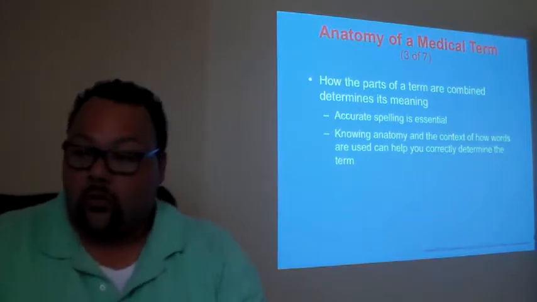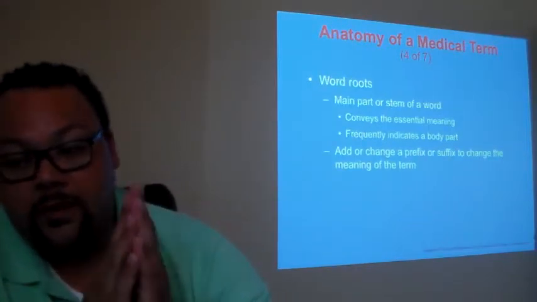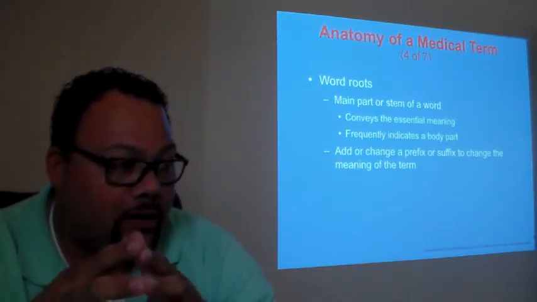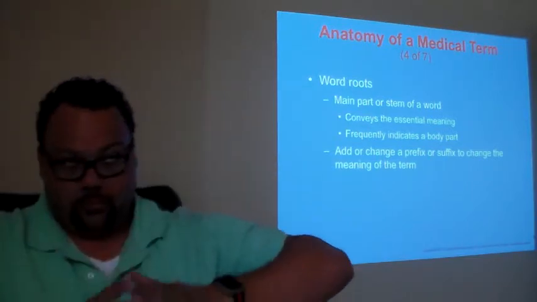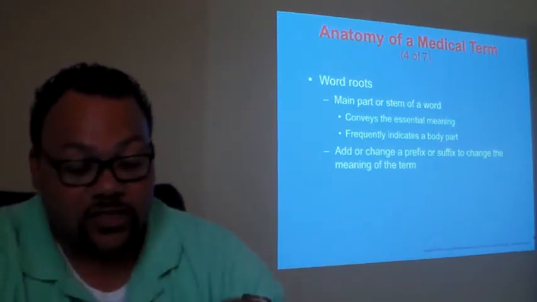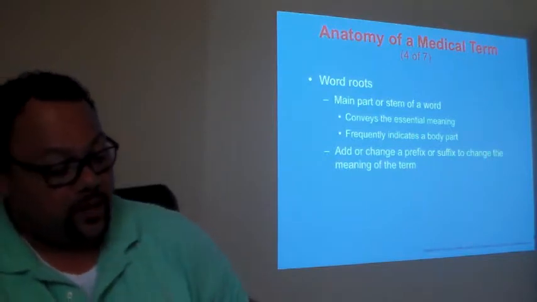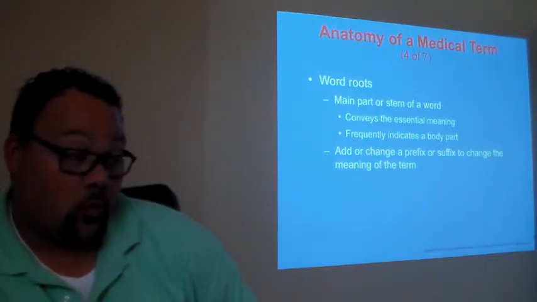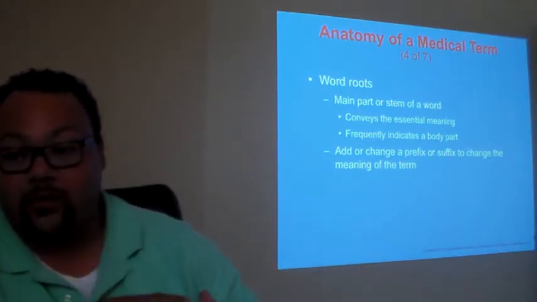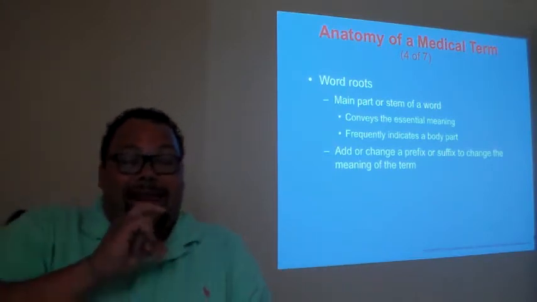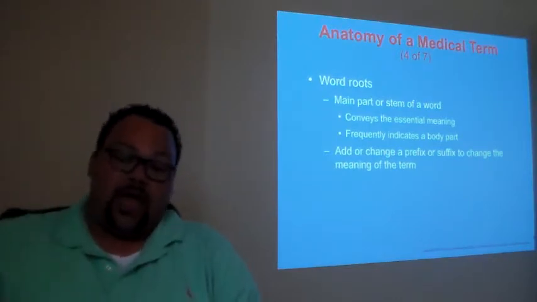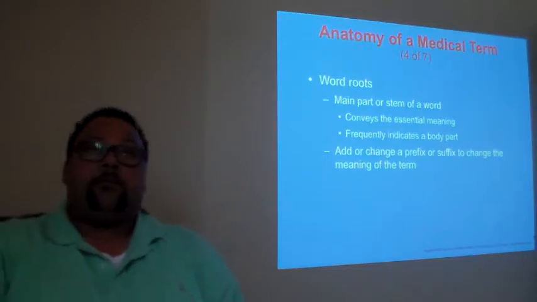Okay, so root words. This is the main part of the word. This is the stem of the word. So if you think about it, your stem is the main part coming up out of the ground from any tree, any plant, what have you. This is the essential meaning of the word. It indicates where it comes from, what origin it is, whether it's Greek, whether it's Latin, whether it's Pig Latin, whatever it is. And adding anything to it or changing it, or changing a suffix, a prefix, what have you, changes the meaning.